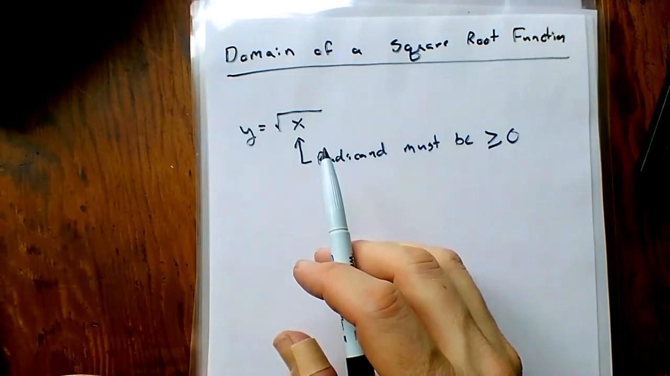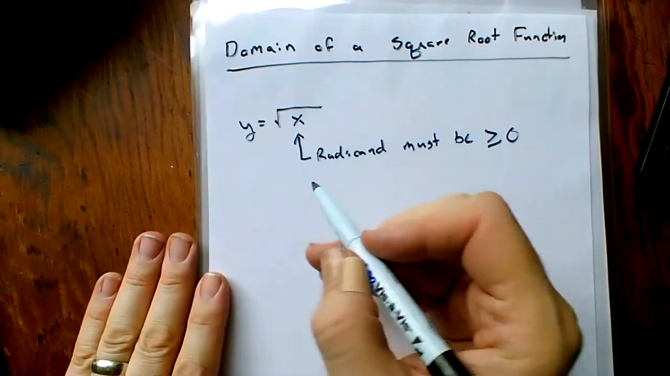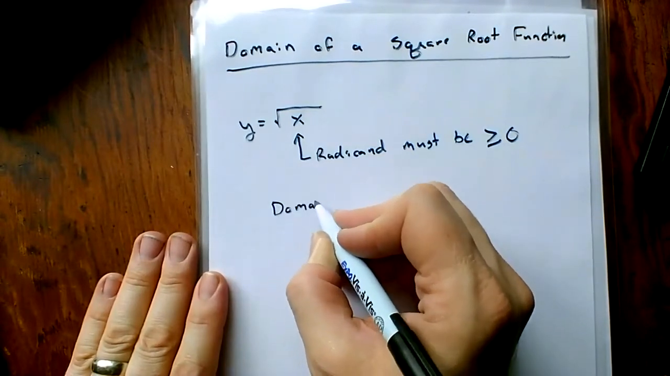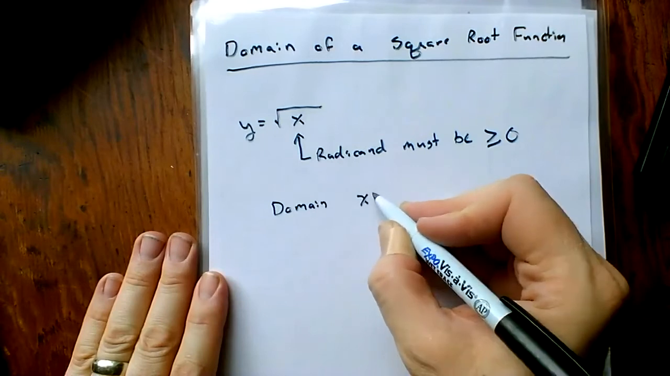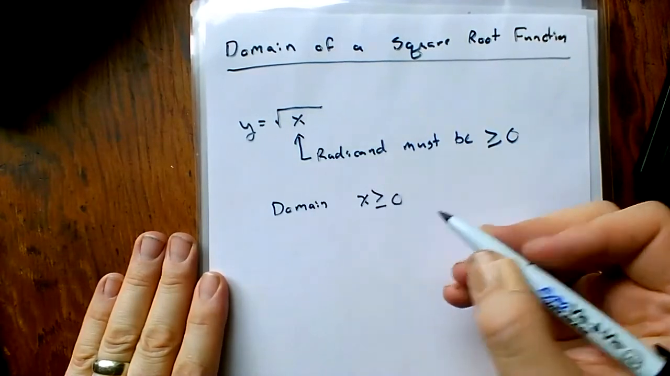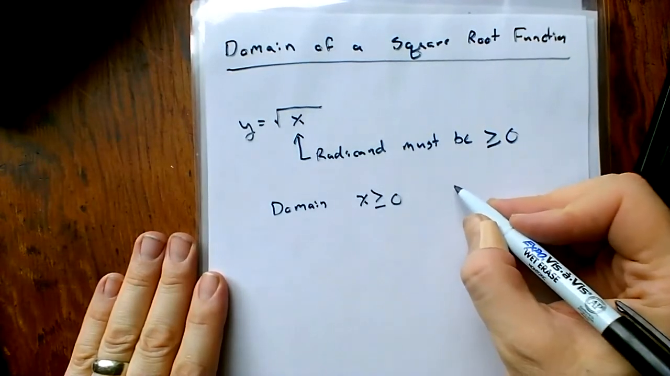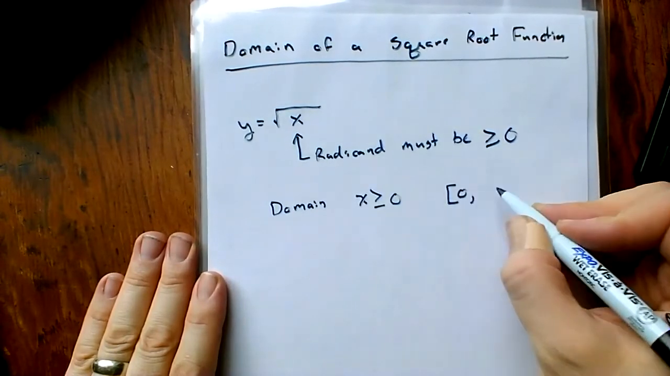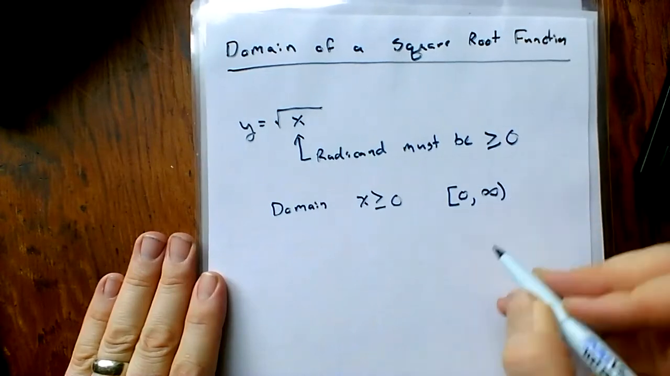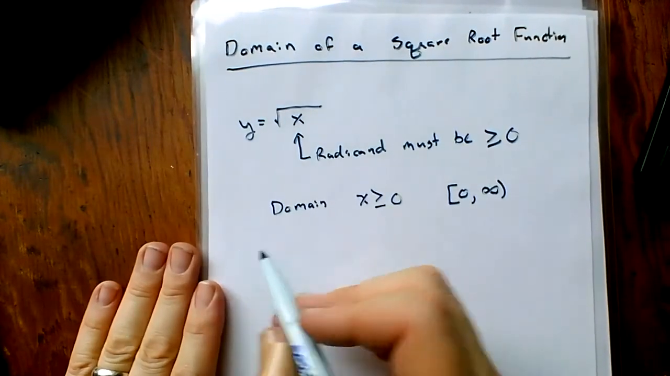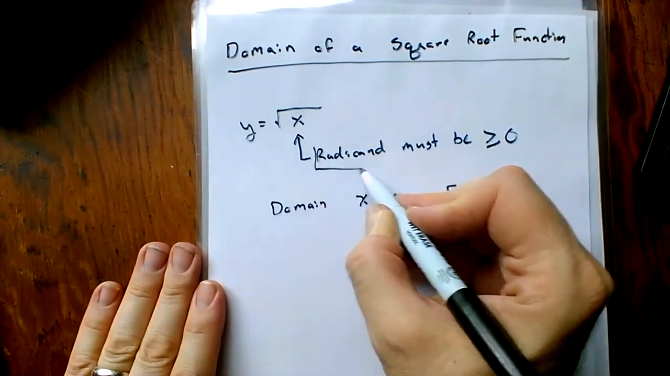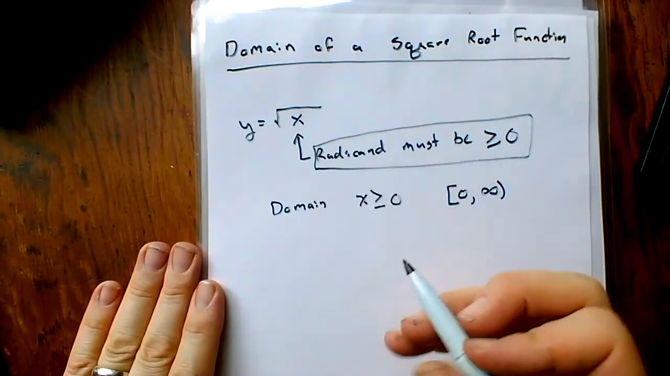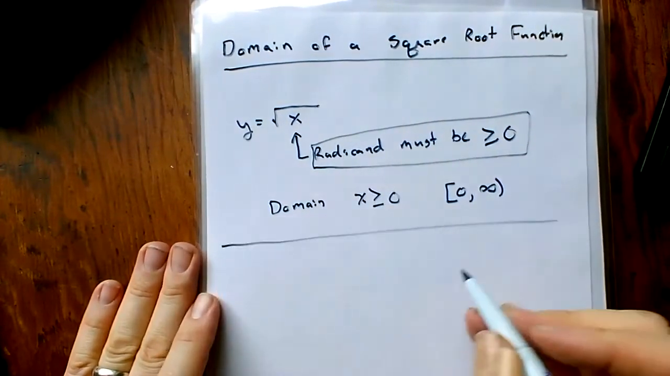So for this one, I could say my domain is x is greater than or equal to 0. Or if I were to write this in terms of interval notation, this would be 0 all the way up to infinity. So whatever we're doing here, we're always looking at this square root symbol. So let's do this again.